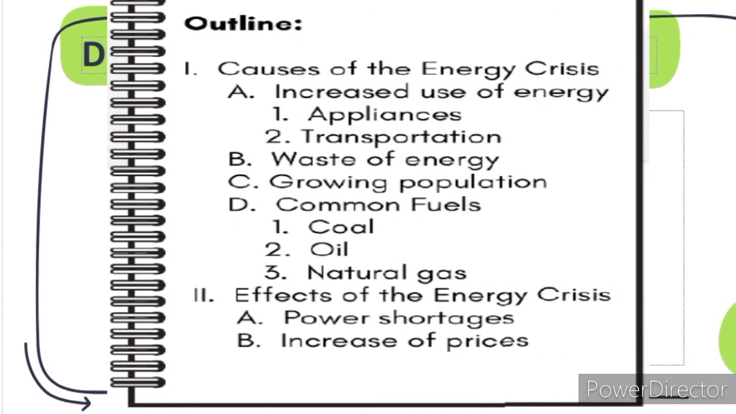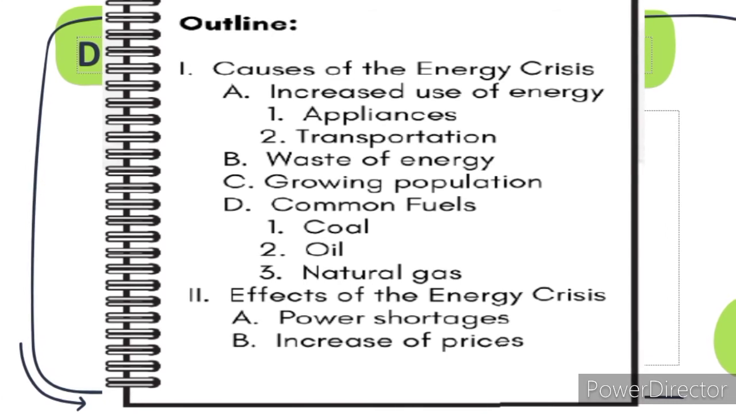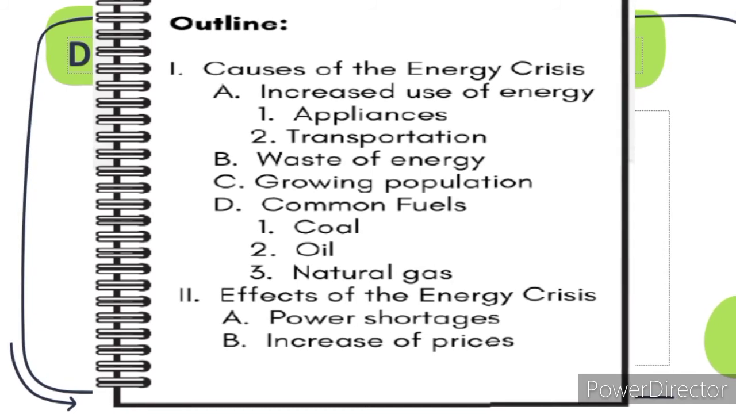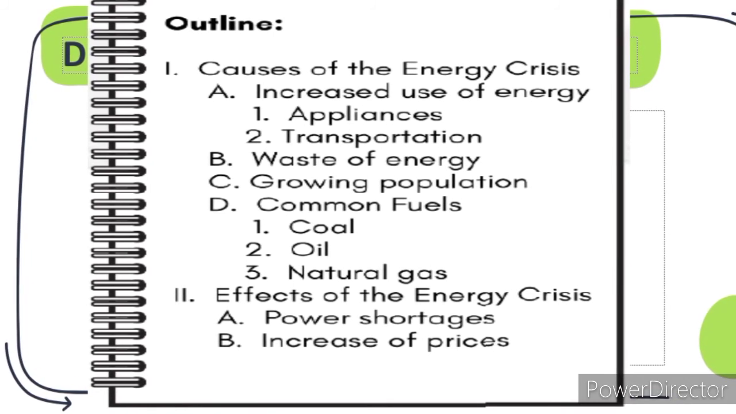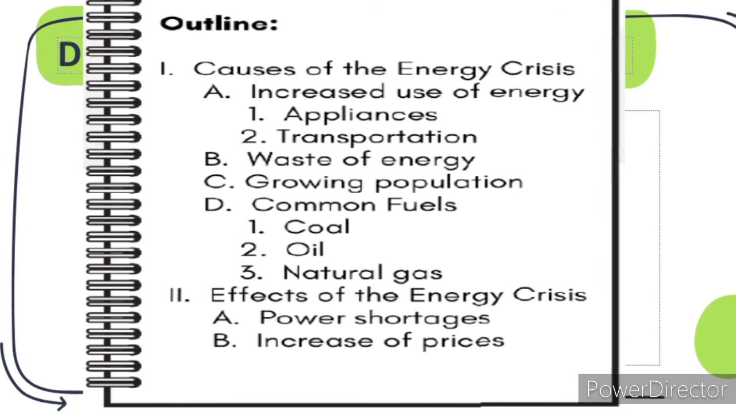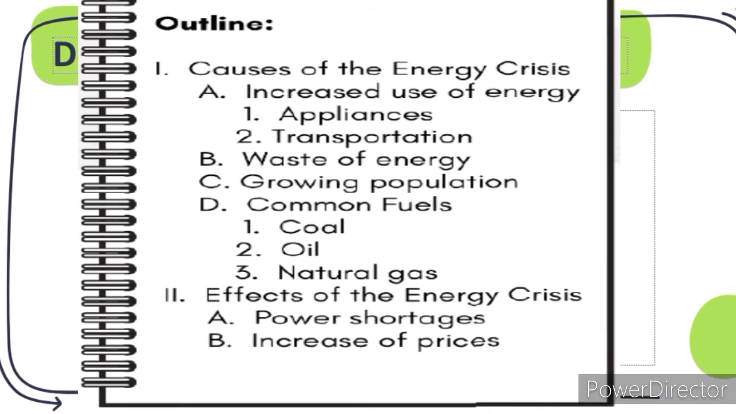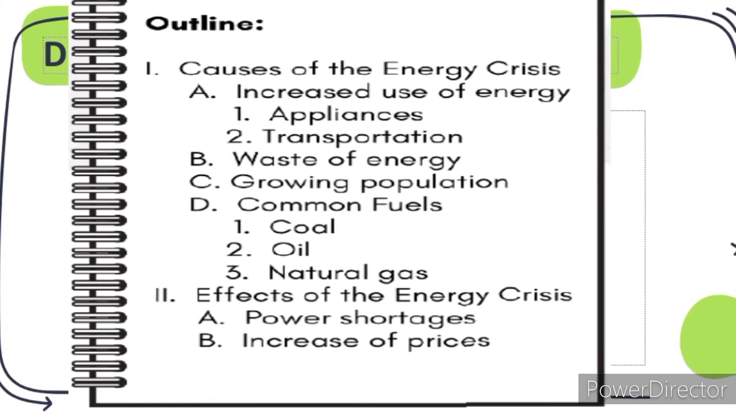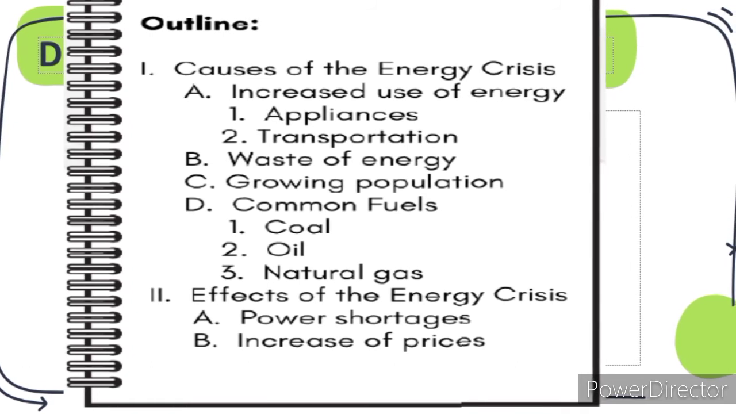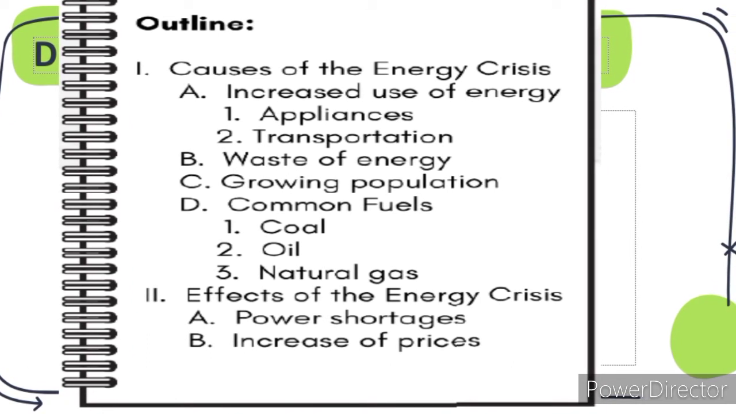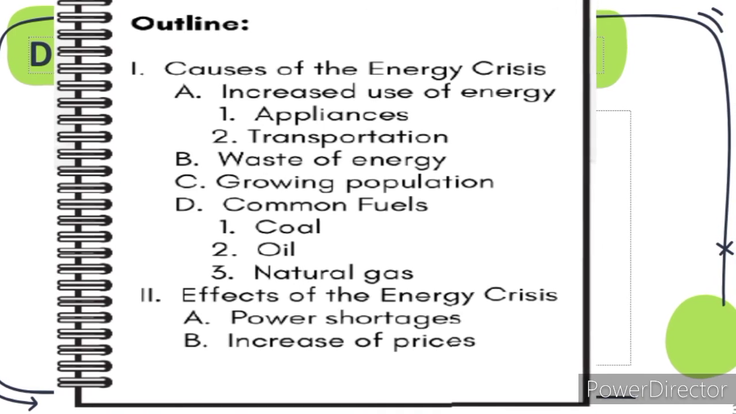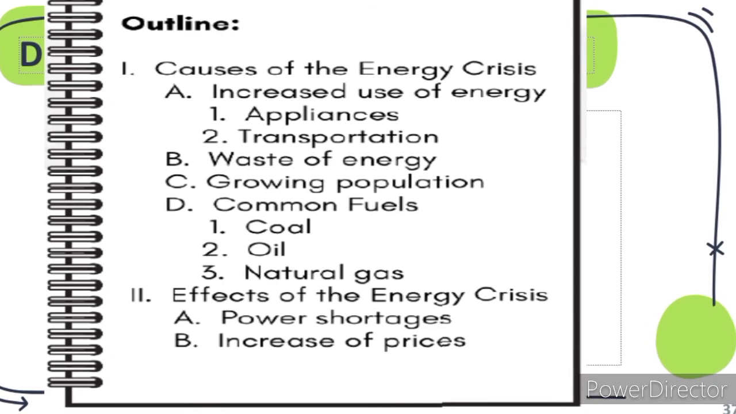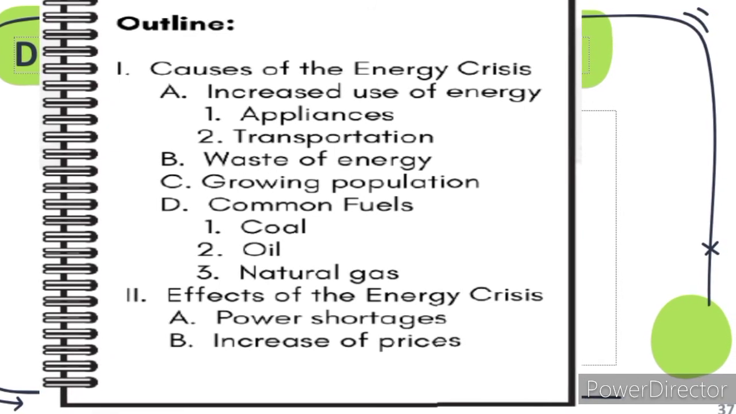Here is the outline of the text we have just read. Under Roman numeral 1, we have causes of the energy crisis. Subtopic A, increased use of energy. Under subtopic A, we have detail number 1, appliances. Another detail is transportation. For subtopic B, we have waste of energy. Another subtopic, letter C, growing population. Subtopic letter D, common fuels. And details under subtopic D, we have 1, coal, 2, oil, and 3, natural gas.